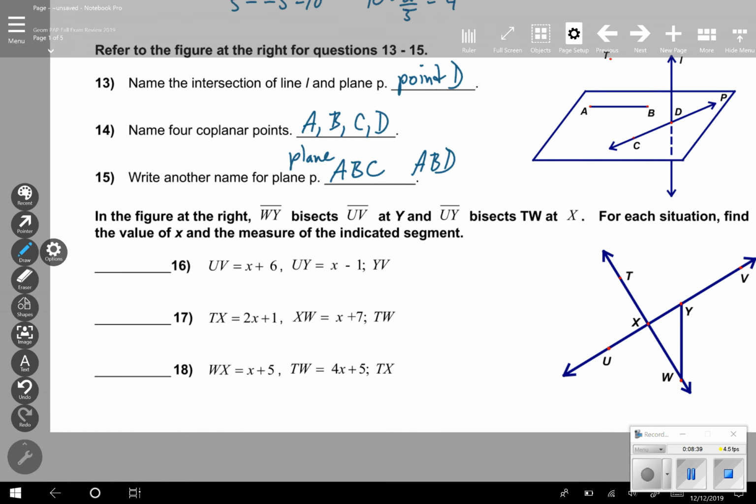Okay, it says in the figure at the right, WY bisects UV. So WY, this line right here, is bisecting UV.